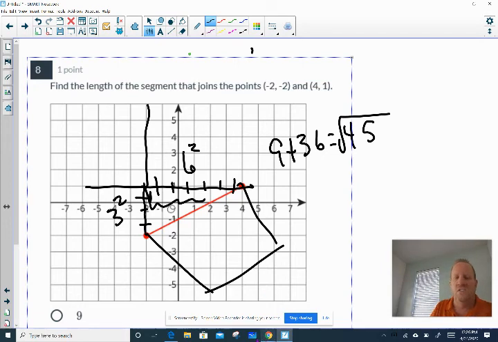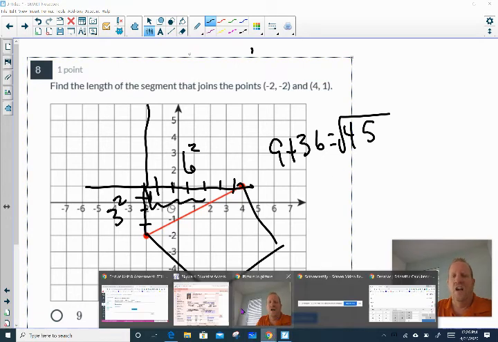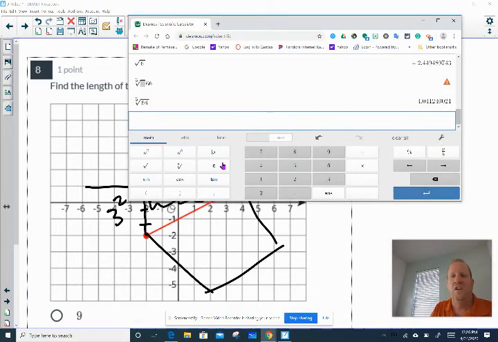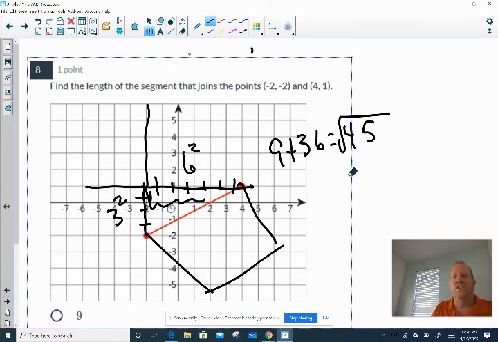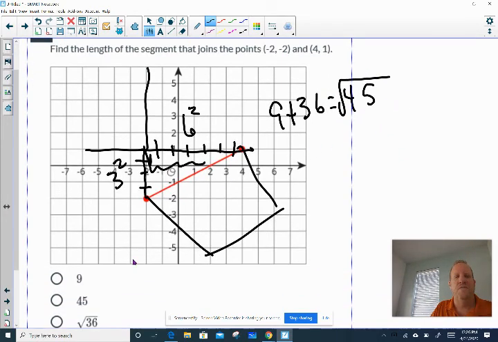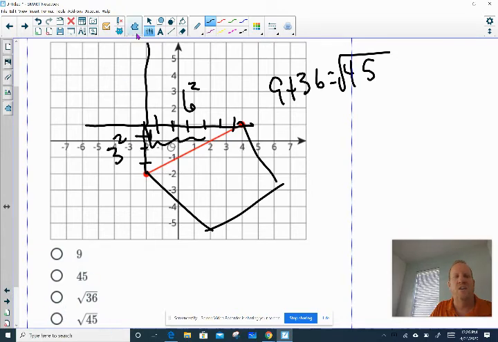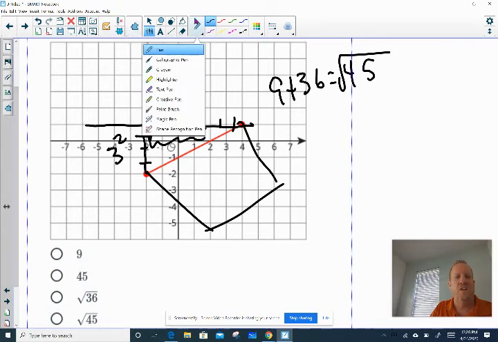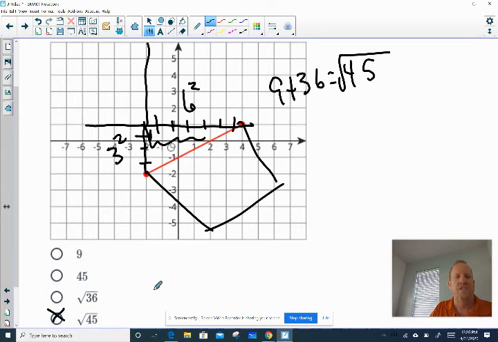And in this case, I could write down the square root of 45, choose the square root of 45, or plug it in here to find out which one it is. Square root of 45 is 6.708. This is also an irrational number. Anytime you take the square root and don't get a whole number, it's irrational. Okay, so in this case, the length is the square root of 45, so it would have been that box right there.